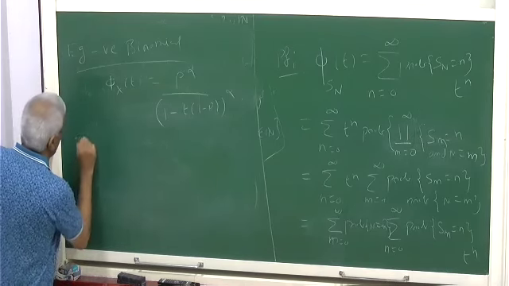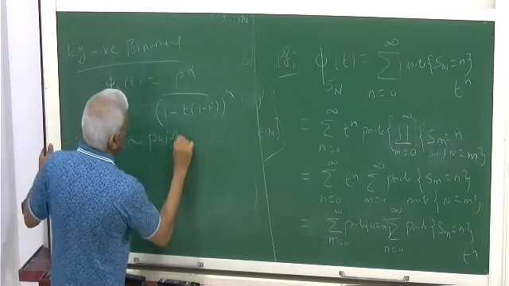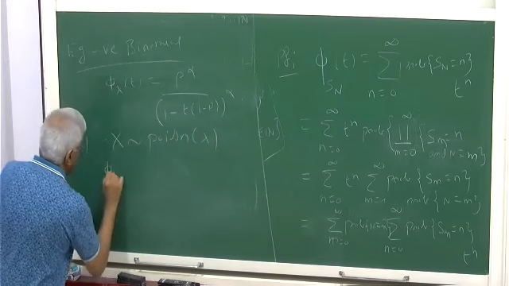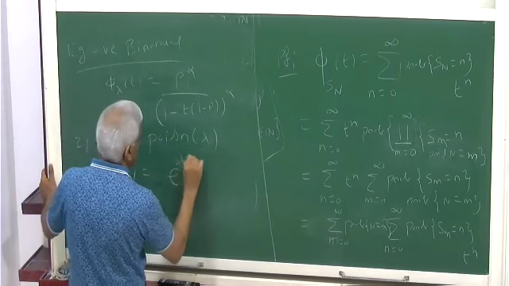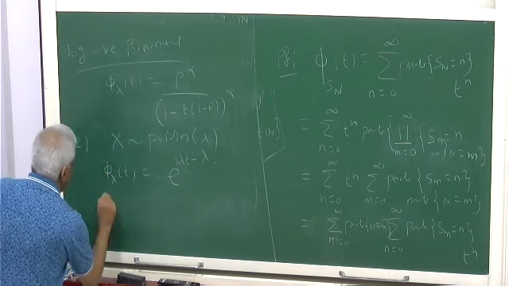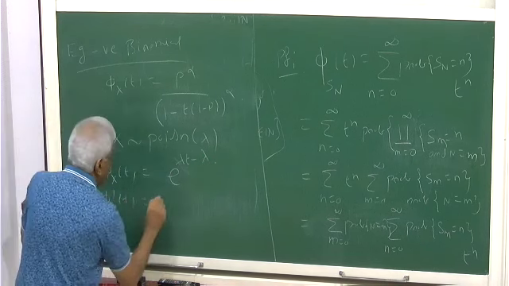Maybe I will do it for Poisson. Suppose X follows Poisson lambda. Then phi X(t), we computed it, which is just e power lambda t minus lambda. So this implies phi X prime t, which is, okay, I have to substitute.